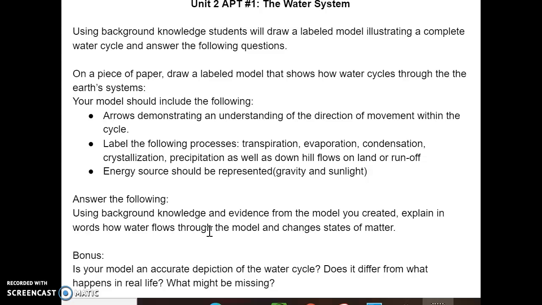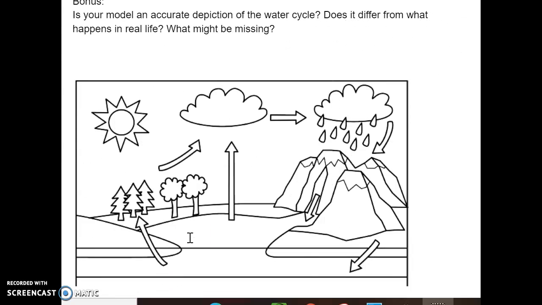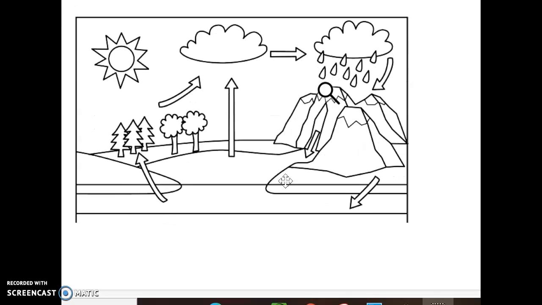You should have a solid topic sentence saying, water flows through Earth systems by doing the following, and then continue on. Is your model an accurate depiction of the water cycle? Does it differ from what happens in real life? What might be missing in the real world? So when you draw this picture, you're looking at a perfect world, right? Where everything's working exactly as it should. But sometimes that doesn't happen in real life, does it?